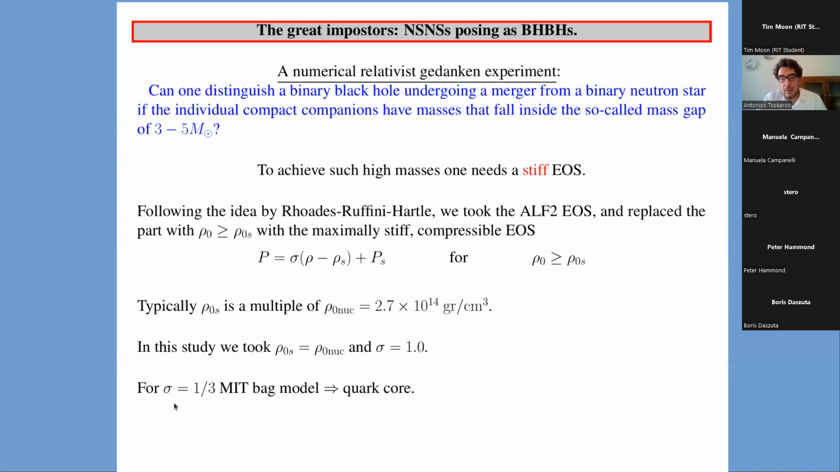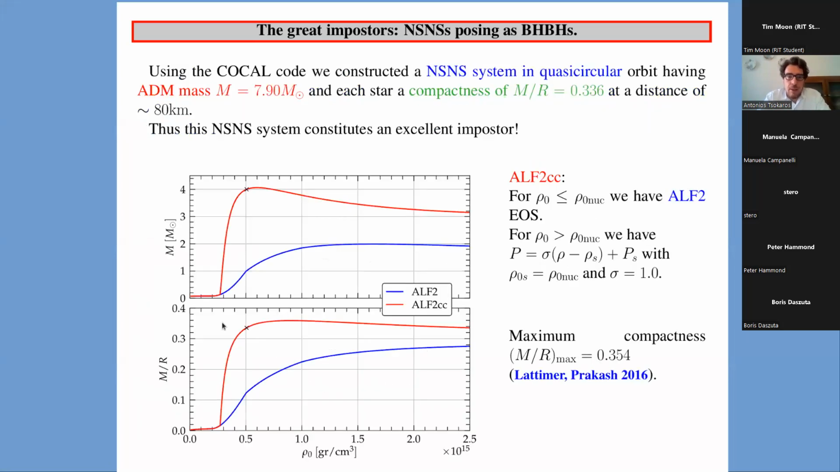Of course, one can get, for example, sigma equals a third and have an MIT bag model inside the Newtonian star. And if you do that, then the equation of state, which has this blue curve here for mass versus density, becomes like the red curve that you can see here and can support masses even above 4 solar masses.